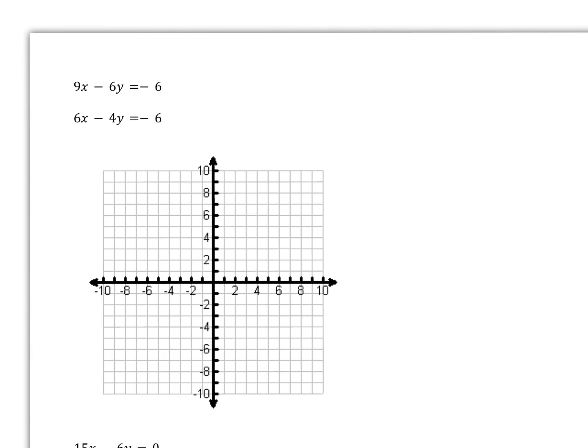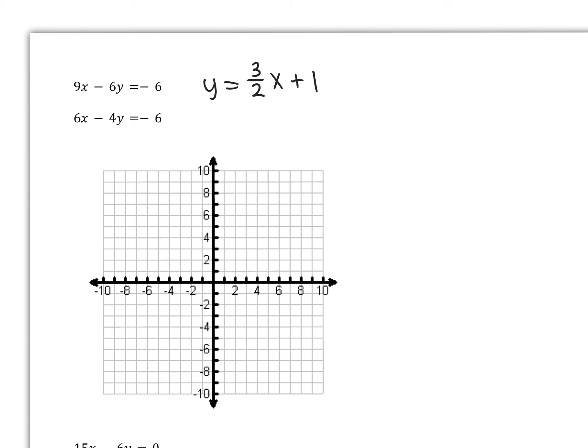All right. Next system, 9x minus 6y equals negative 6, and 6x minus 4y equals negative 6. So go ahead, pause the video, and get it in y equals mx plus b form, and then check and see if you end up with the exact system that I do. I'm just going to walk through the steps on this example and not show the work. So I'm going to subtract 9x from both sides, and then I'm going to divide by negative 6. So I should get 3/2 x plus 1.